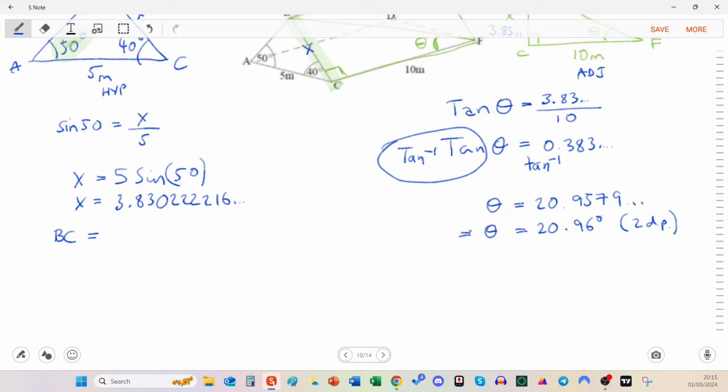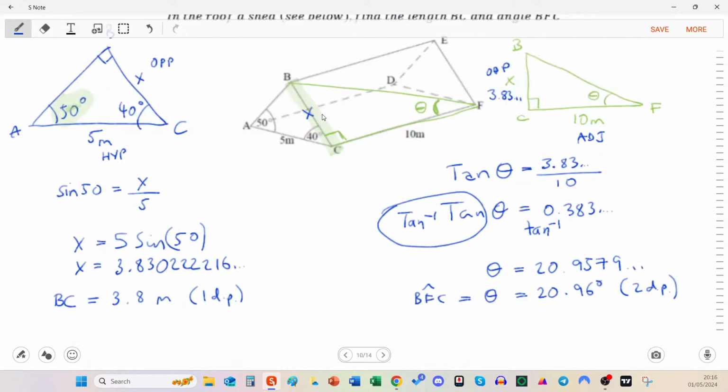In fact, should we call that angle what we were after? Angle BFC. So we'll call it BFC like that. And BC will be 3.8 meters to 1 decimal place. Lovely job. I'm sure you got that correct.